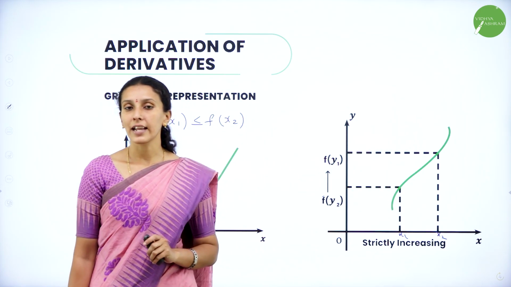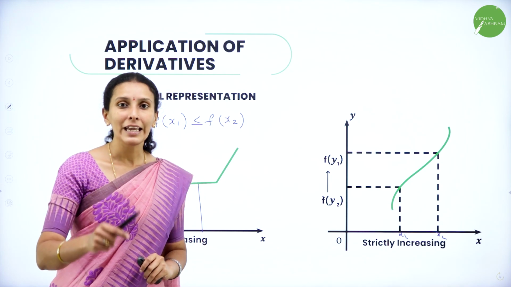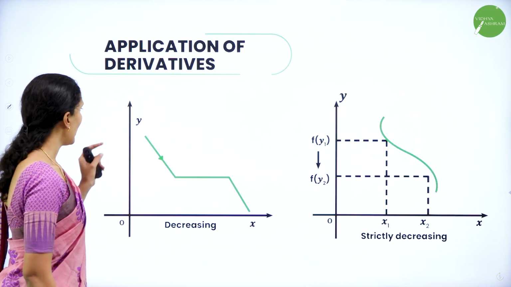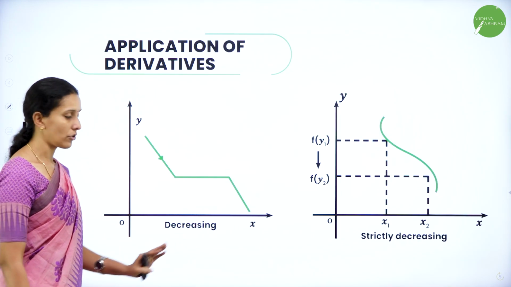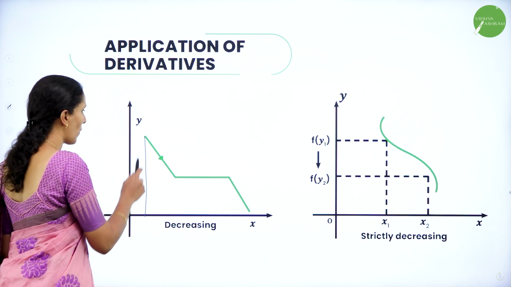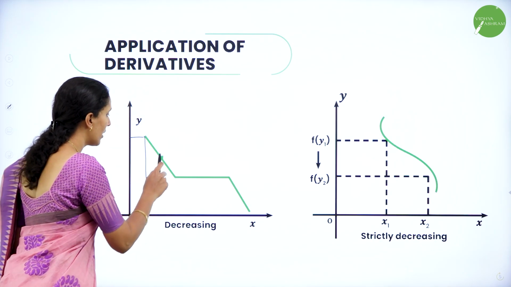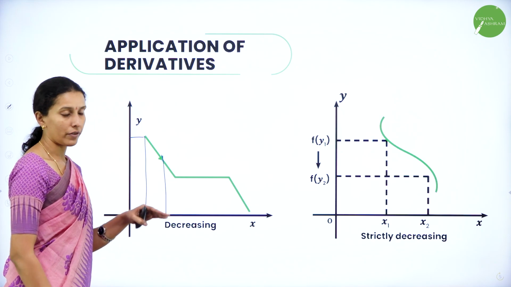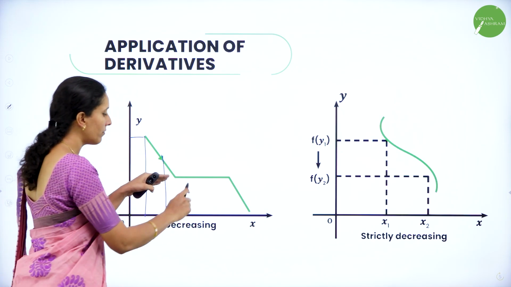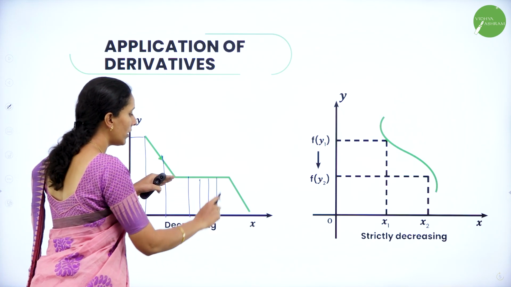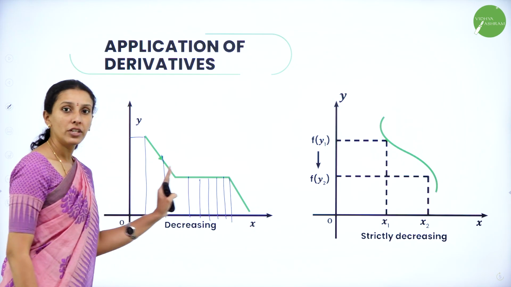So therefore, this is an example for strictly increasing function. Next, we have decreasing function. So if you take this as x1, y1 is different. This as x2, y2 is different. So it is decreasing. And somewhere at some interval, for all the values of x, the function is constant.